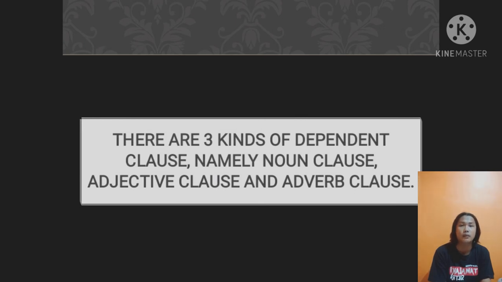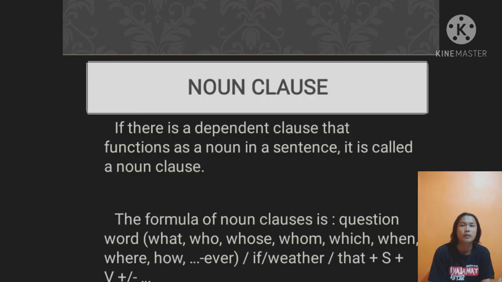Let us discuss one by one so that we understand the function they have and also study the correct use for each clause. Okay, number one, noun clause. If there is a dependent clause that functions as a noun in a sentence, it's called a noun clause. Noun clause can be a subject, object, or predicate in a sentence.